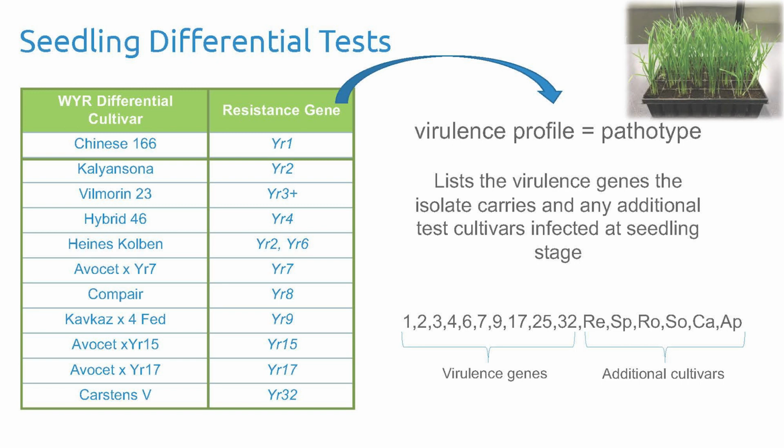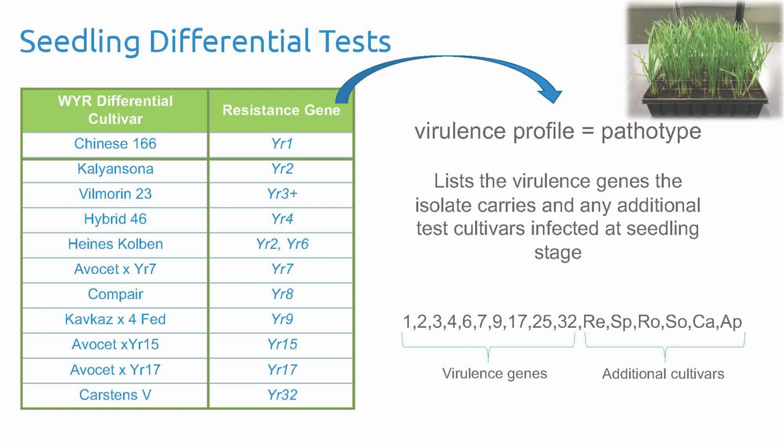And we will inoculate one of those modules with an isolate of yellow rust or brown rust, and then we'll be able to see which of the accessions the isolate was able to cause disease on. And then we can build up the pathotype of each of those isolates. So this is its virulence profile, and this basically just lists the virulence genes that the isolate carries.